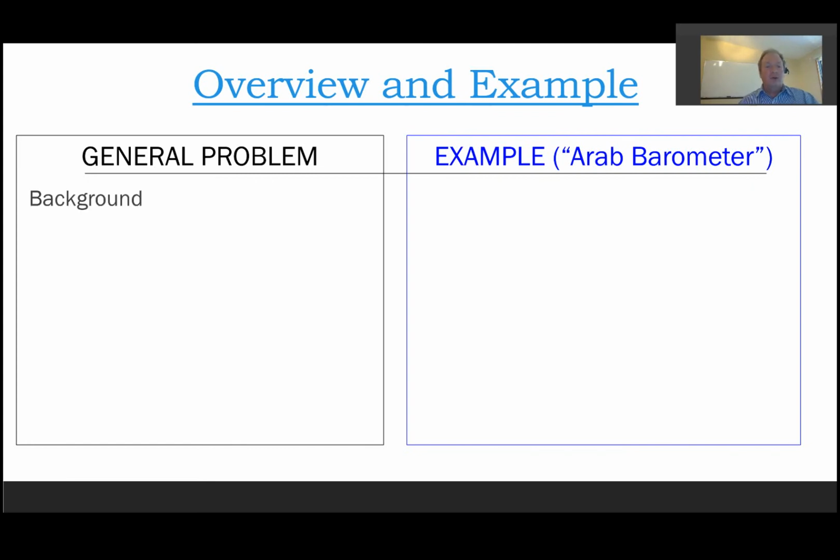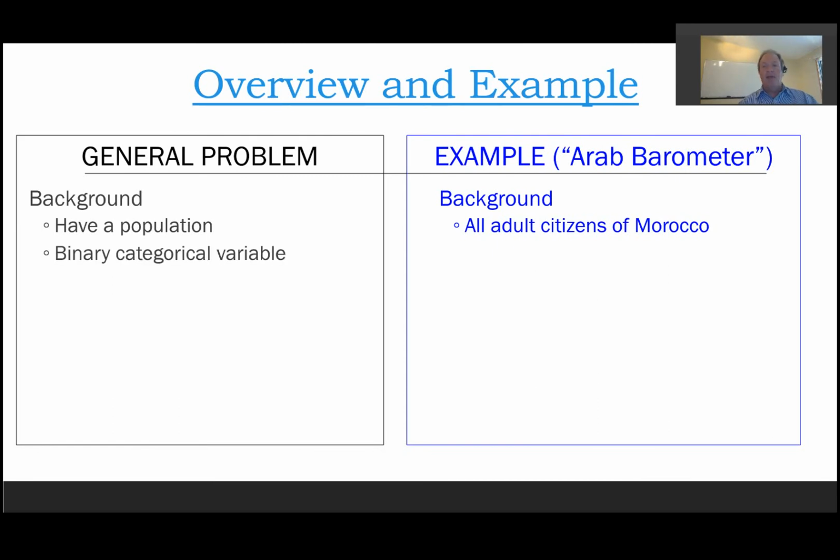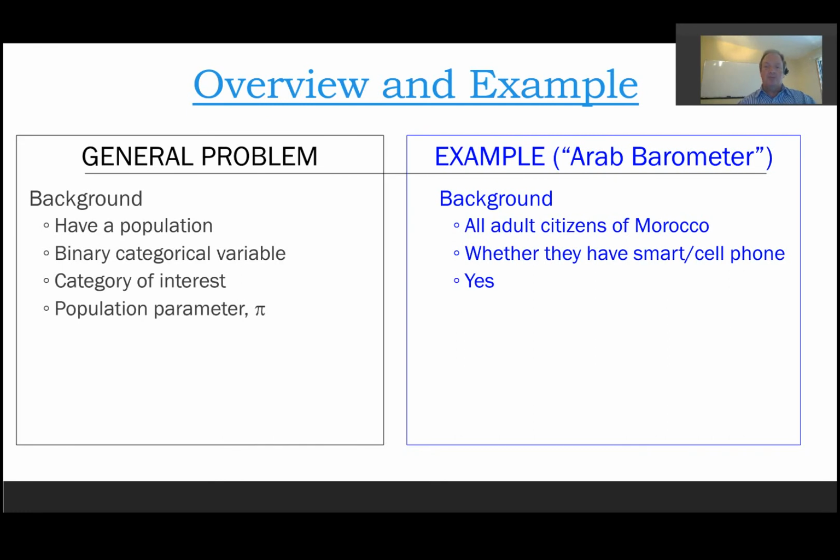So, to start off with, we're going to have some sort of population we're interested in. And I'm going to choose a country. I might be interested in, say, all the adult citizens of Morocco. And then I'm going to have some binary categorical variable. In other words, some variable that only can take on two values. And I might choose the question whether or not they have a smartphone or a cell phone. There'll be a category of interest. In other words, I'm interested in one of those two values, and most likely I'd be interested in if they did. And then we're going to have some population parameter.